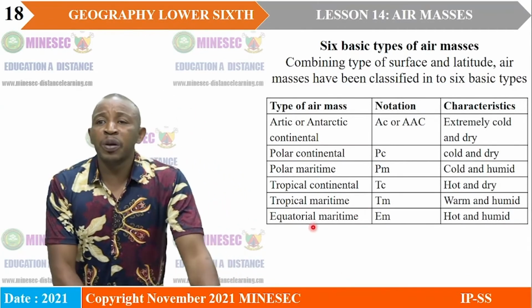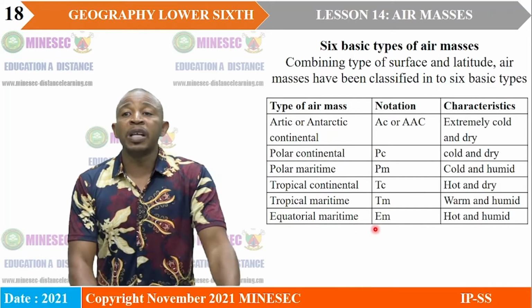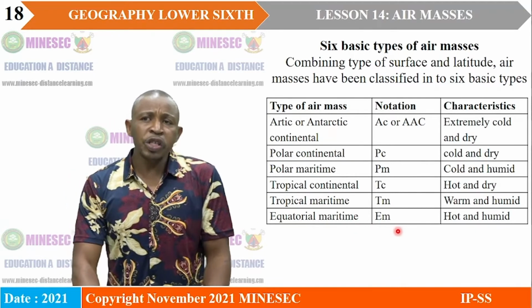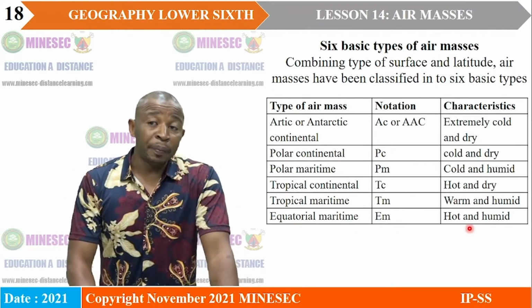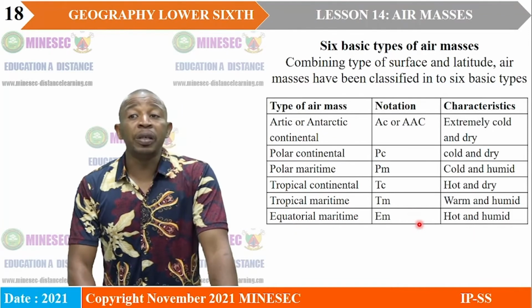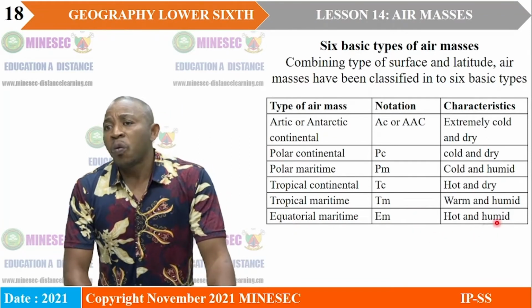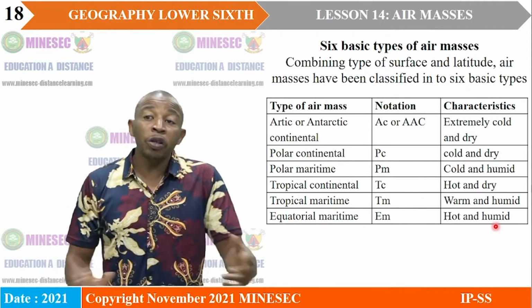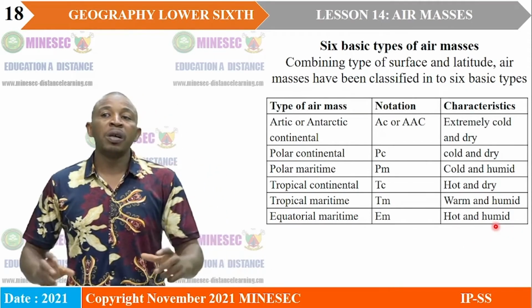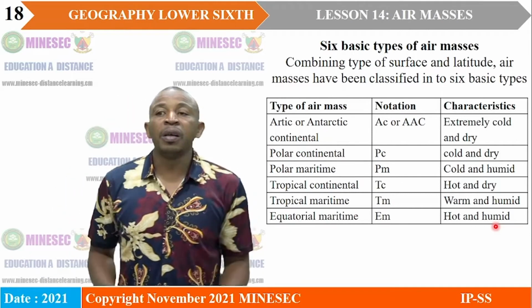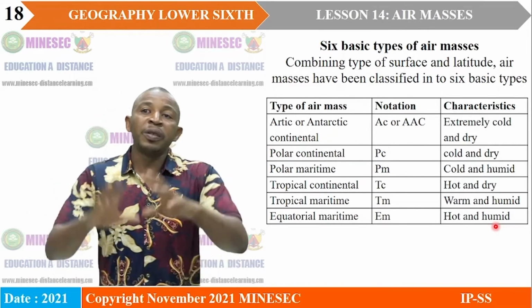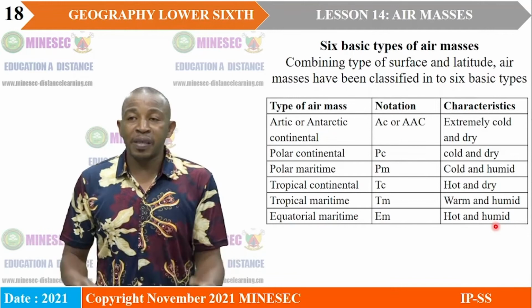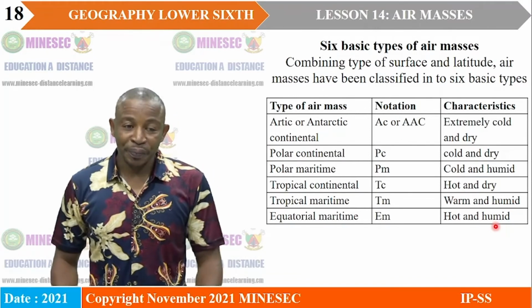Then the last one, we have the equatorial maritime, denoted as EM, sometimes ME. Now, what are the characteristics? Hot and humid. They are not only warm, they are hot, but humid, containing a lot of water vapor. So this is how air masses are classified.